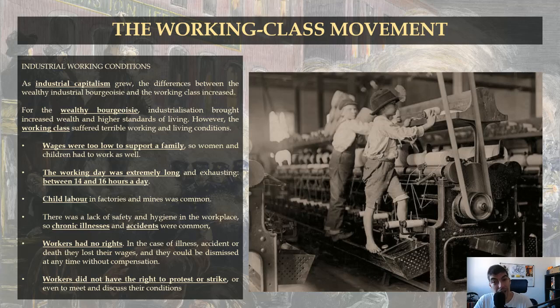The workers had no rights at all. For example, in the case of an illness, accident, or death, they lost their wages, and they could be dismissed at any time without compensation. Okay, they have no indemnization for any problem you could suffer at work. And finally, the workers did not have the right to protest or strike, hacer huelga, or even to meet and discuss their conditions. Okay?